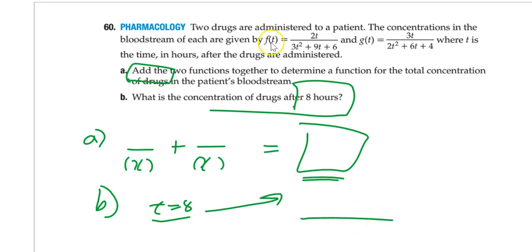Right? So again, don't be scared of application problems. It's just words. That's all it is. Hey, they give you two functions. They want you to add them together. All we've been doing today, right? Factor, common denominator, add them. And then what's the concentration after 8 hours? Just plug in your 8. That's it. We're done.